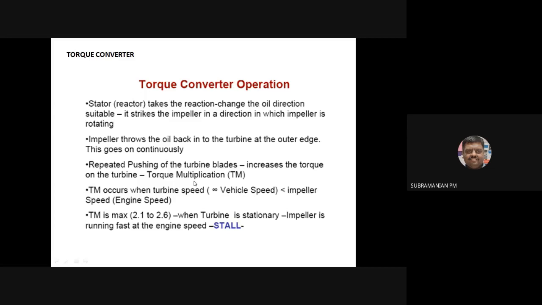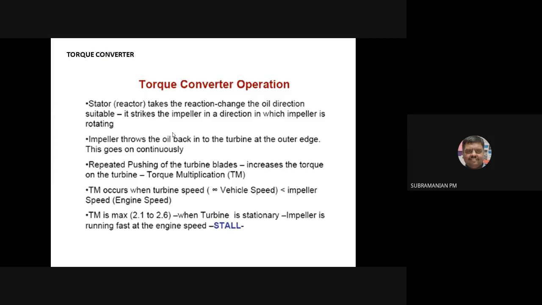Okay. So what happened? This is the main phrase I have explained, and this phrase should be there: repeated pushing of turbine blades. Continuously, I have to push the turbine blade so that my turbine speed will increase. Repeated pushing means I am supplying the torque continuously. I am increasing the torque continuously. Compared to the initial case, I am supplying more torque so that my turbine speed matches my impeller speed. Continuously, I am increasing the torque.